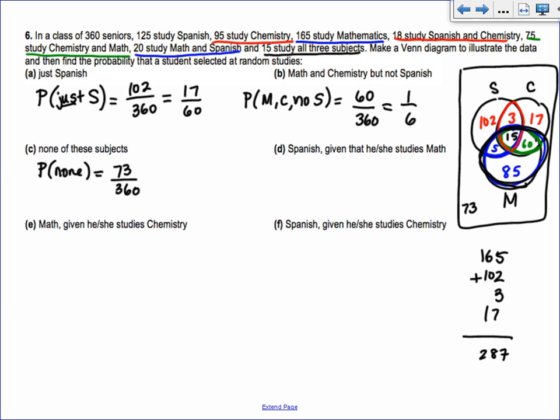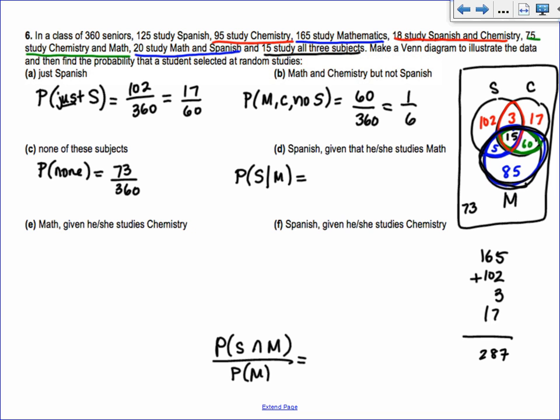All right, now we'll do the given one. So it says the probability that you study Spanish given that he or she studies math. So you can do the formula. You could say the probability of Spanish and math, intersect, all over probability of math. You can do that. You would get it. So if I did that, so don't do this, but kind of pay attention with me.